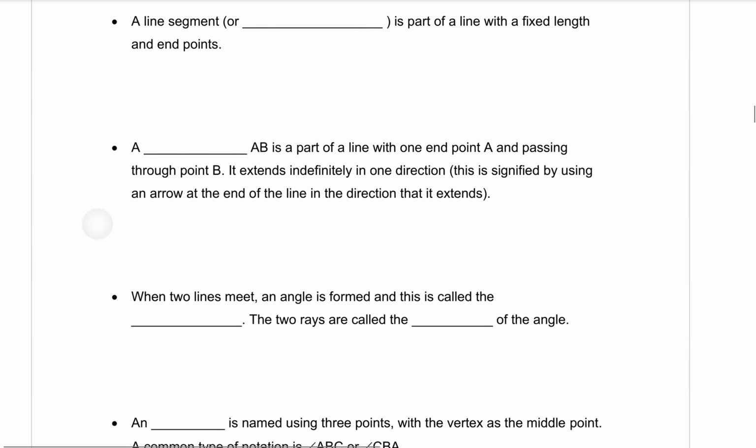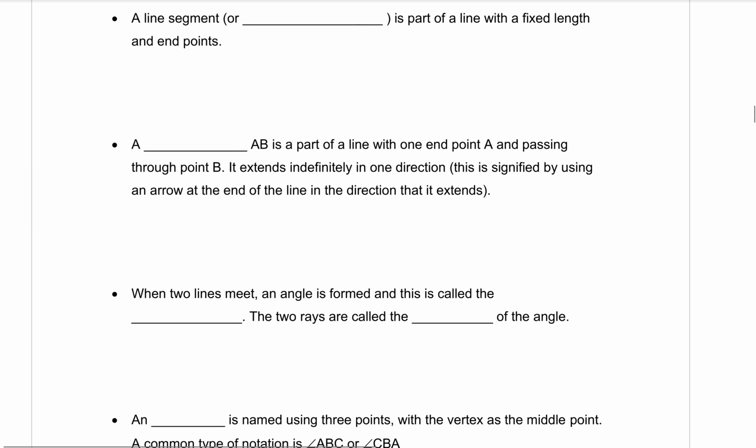On the next page, a line segment, or another name for that is an interval, is a part of a line with a fixed length at end points. Okay, so it's not a line that continues on forever. It is a line that has an ending at each end, like this one here. So it goes from A to B, but it stops. It can't continue further on from that. So we call that a line segment or an interval.